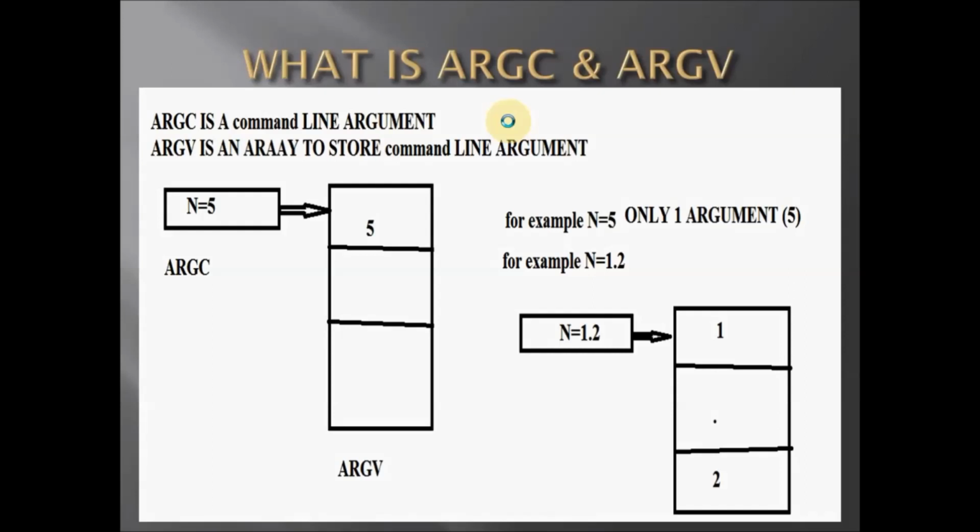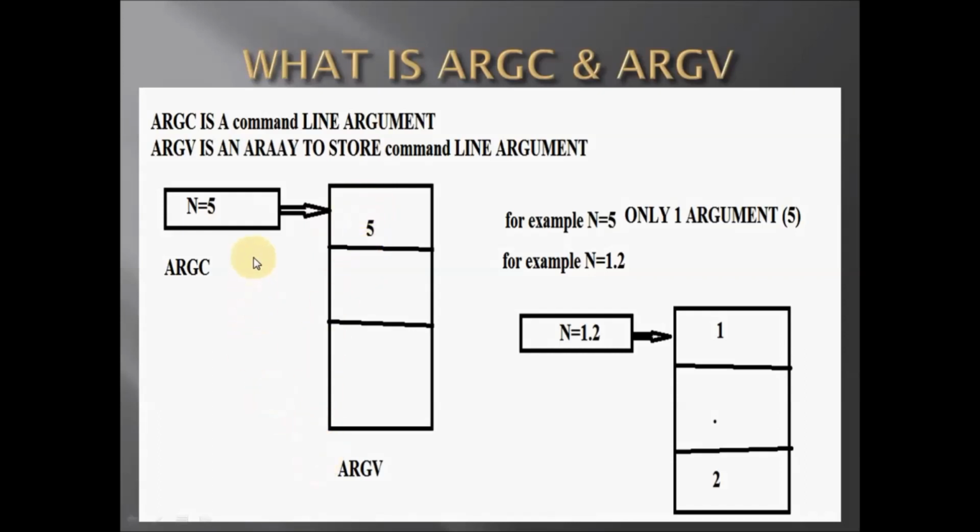So argc is a command line argument. Argv is an array to store the command line argument. You can see here, this is the argc. Argv is an array to store the command line argument. In this program, you know the value of the input here. 5 is the value of my input. My input, the command, is 5, right? That will be given through the command line argument, that is argc, and that argument is going to be stored in argv, that is an array. Here 5 is my input, right? So it will be stored in the array.